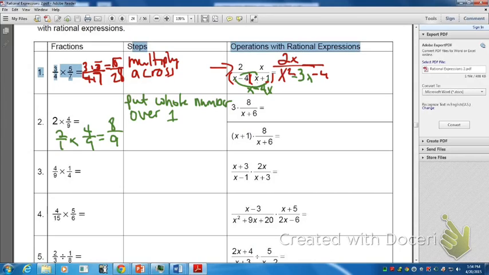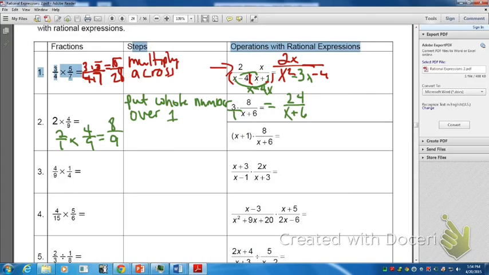So let's come over here to our rational expressions. We're going to do the same thing. So that 3, that whole number of 3, we're just going to take that and put it over 1. So now you know where the 3 is. 3 is going to be multiplied with what? 8. So that would give you a 24 over the 1 times the x plus 6, which would just be, yes, x plus 6.